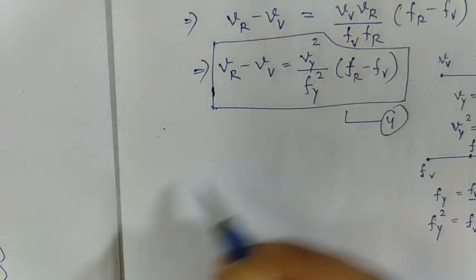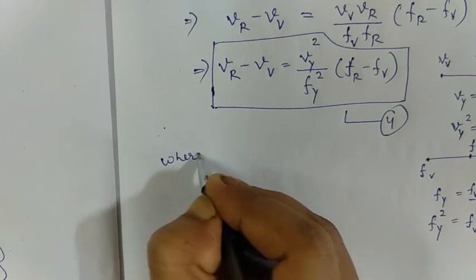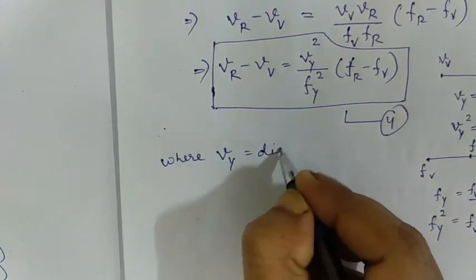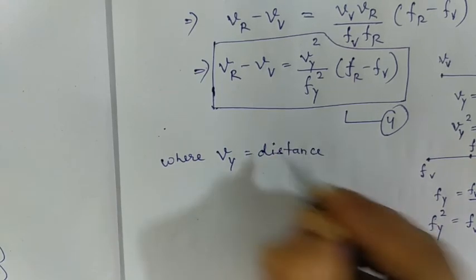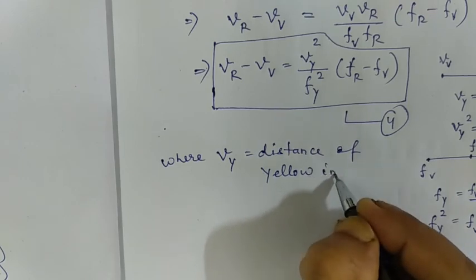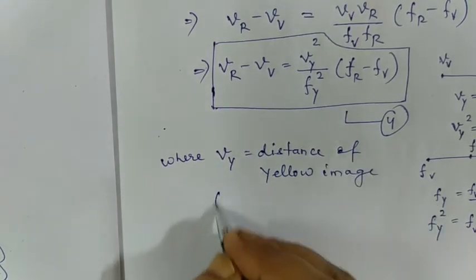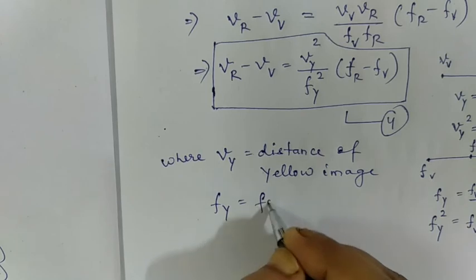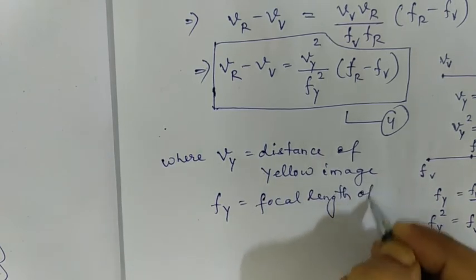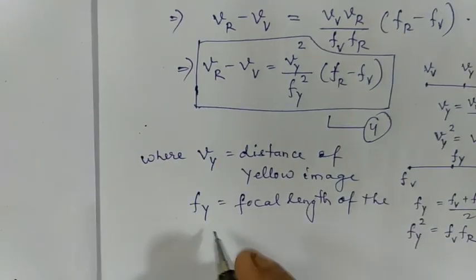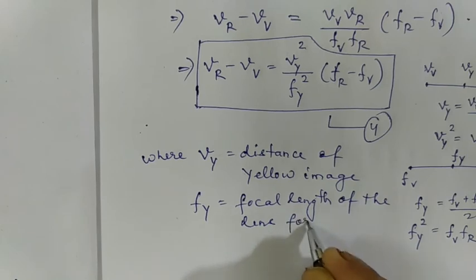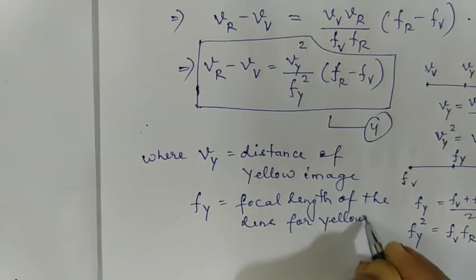Now, you can note this where Vy is the distance of yellow image and Fy is the focal length for yellow color.